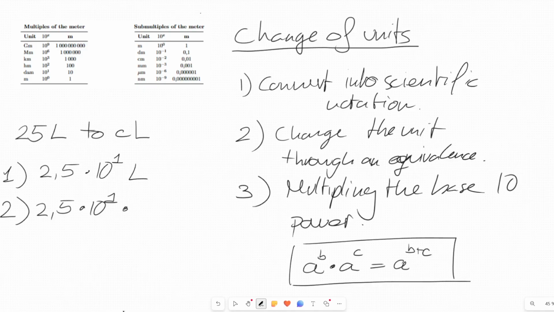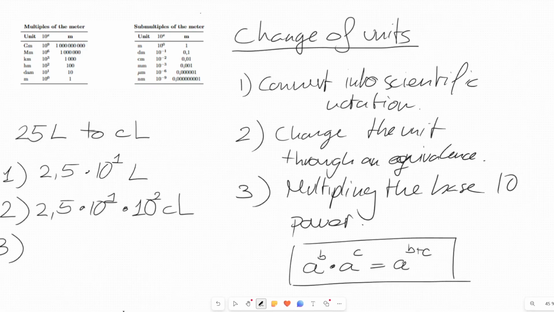What's the equivalence in this case? From the liter to the centiliter, we're moving through the deciliter and then on to the centiliter. So we're making 2 steps to the right in this case. If we're moving to the right, remember that it's going to be a positive exponent. So 2 steps to the right is 10 to the power of 2. And this is the equivalence between the liter and the centiliter. 1 liter is equal to 10 to the power of 2 centiliters.